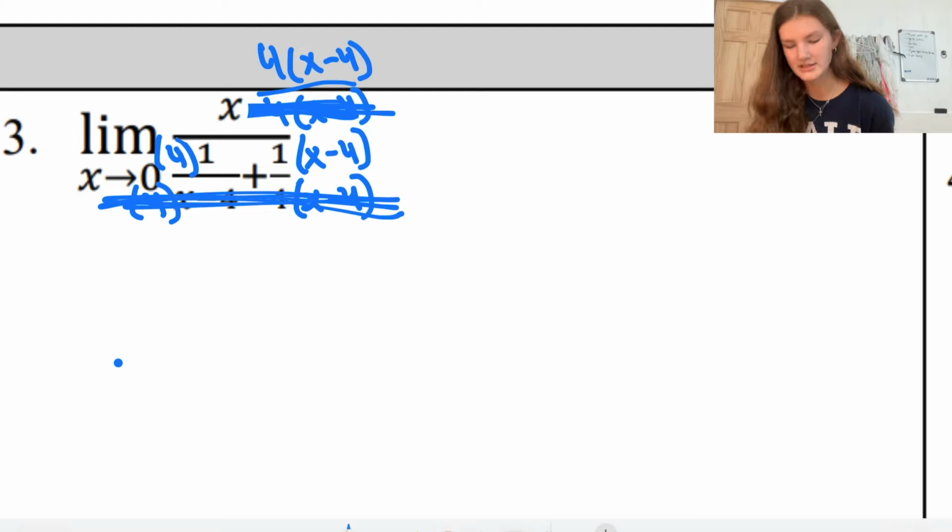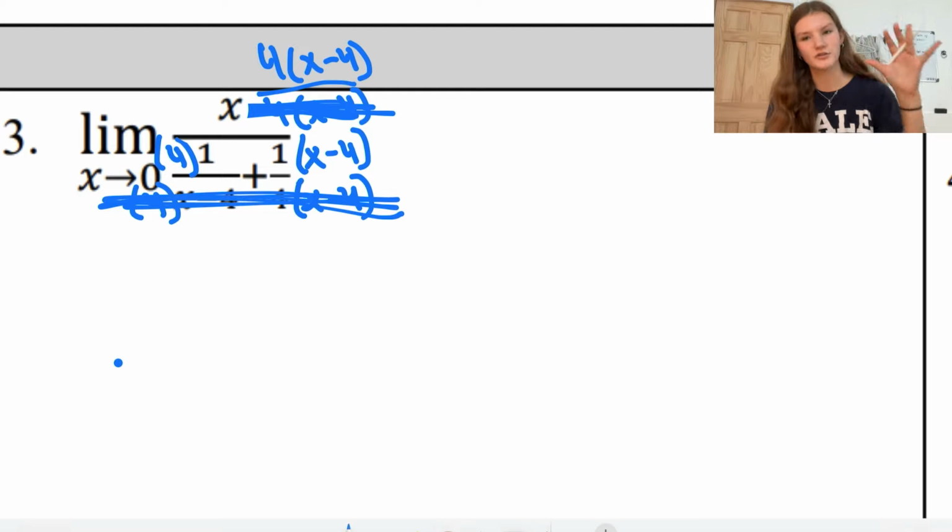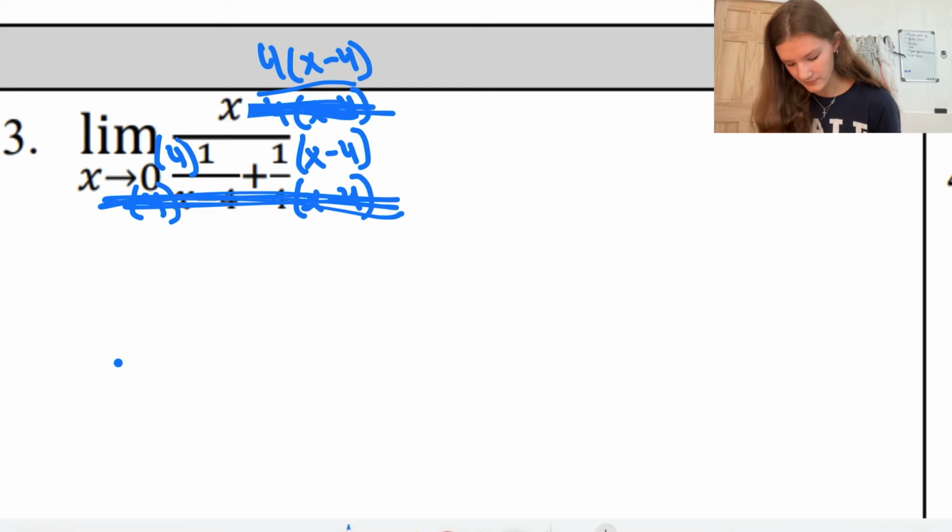Because this is x over 1. Always think about that. So if you're doing x over 1 times 4x minus 4 over 4x minus 4, the x is going to end up on the top, so it's not on the bottom. It's bothering me. Okay, now we can plug in.